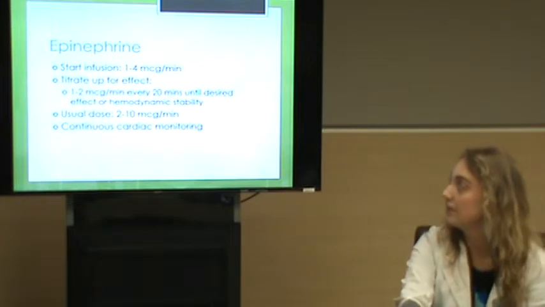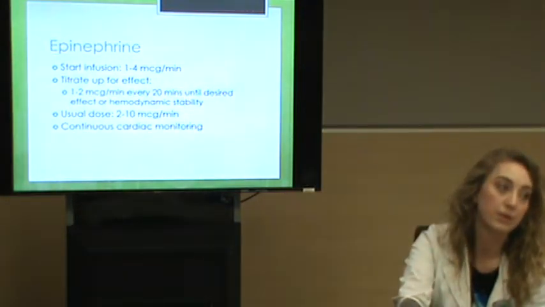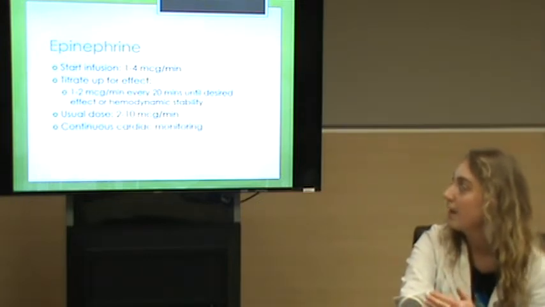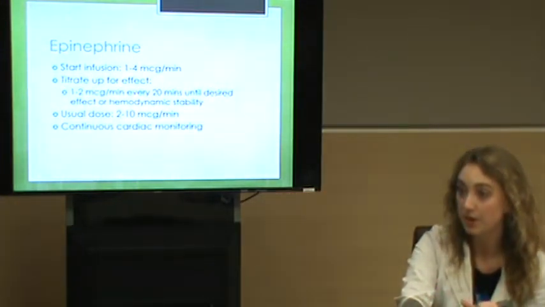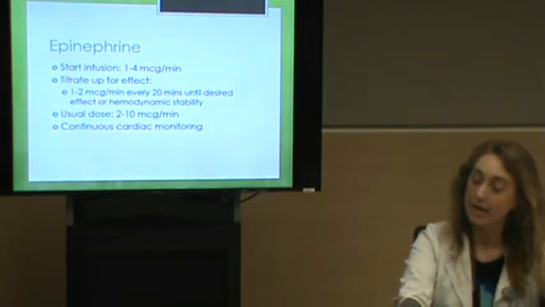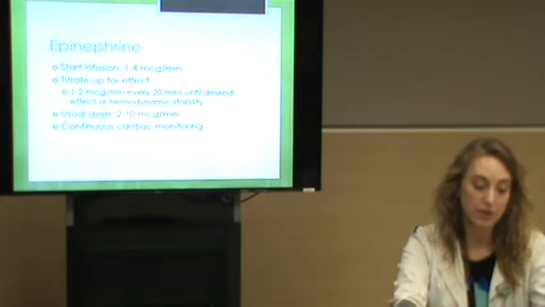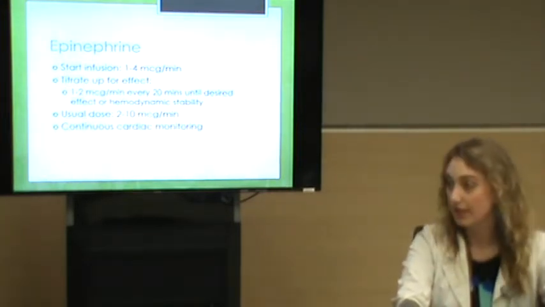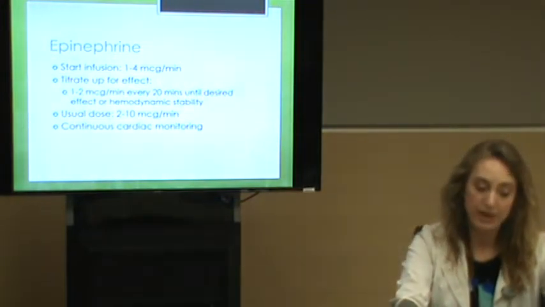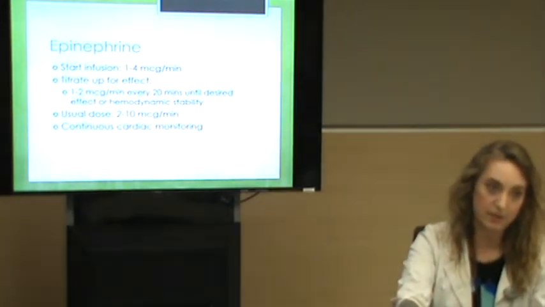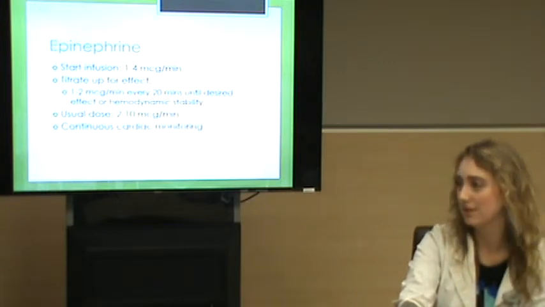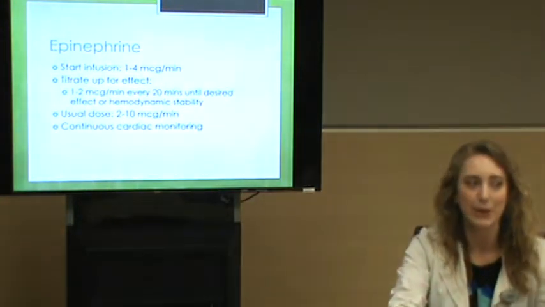In terms of starting the infusion, you would typically start within the 1 to 4 microgram per minute range, and then you would end up titrating upward every 20 minutes. So it's the same time window as you would for Levophed. The usual dosing that you end up with is 2 to 10 mics per minute. If you end up having to go above 10, then you would want to consider a different agent, because they say that the higher doses for epinephrine is not associated with increased effect. So you'd want to keep that in mind. Again, you need continuous cardiac monitoring, but that's a theme throughout all of these.